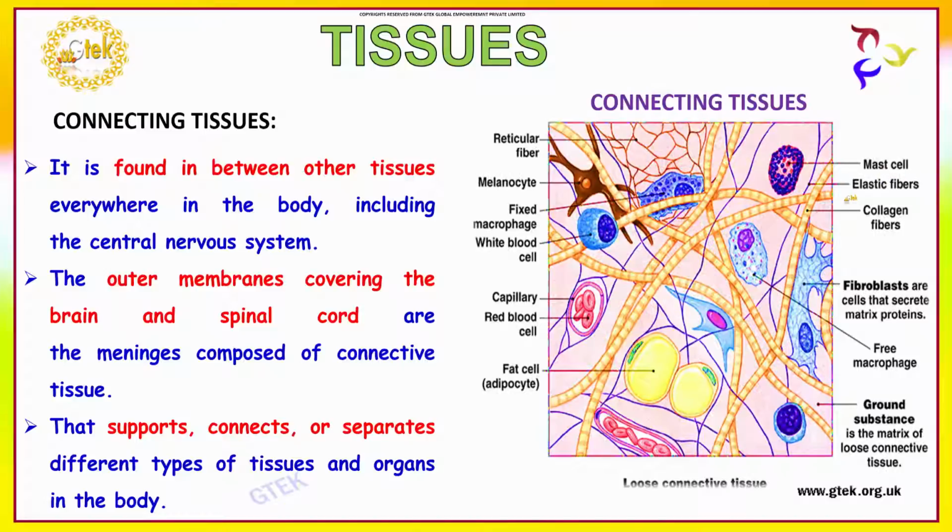It consists of elastic fibers, collagen fibers, which are represented over here, and ground substance. The pink color is denoted as ground substance. It is the matrix of loose connective tissue, and here the yellow color is denoted as the fat cell, that is the adipocyte. Here you can see the red blood cells, which are inside the capillary. Here the capillary, the white blood cells and melanocyte. Here the brown color is denoted as melanocyte, and the other parts are here. This is connective tissue.